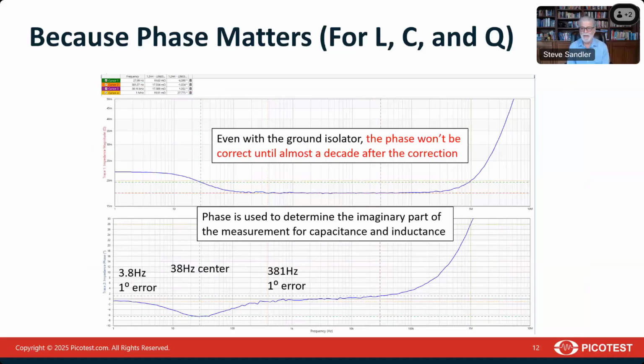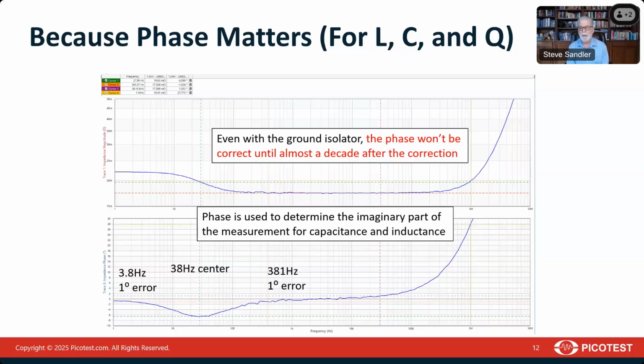The reason is because the phase is really important. And here we can look at the magnitude of the error, and we can also look at the phase error. And you can see that the phase changes a lot, but it also changes a decade before and a decade after the magnitude changes. And so at low frequency, you can see in the bottom window the error that we have at 3.8 hertz. And you can see that big phase dip that occurs as the ground loop isolator is starting to get corrected.